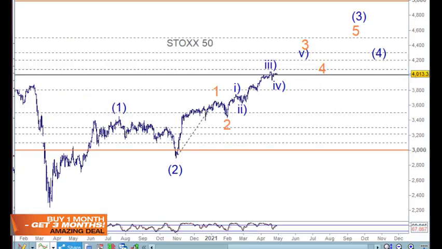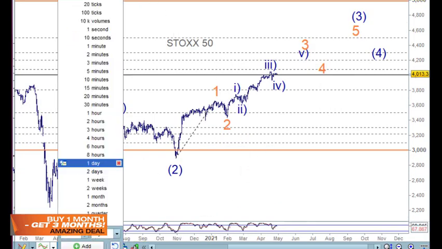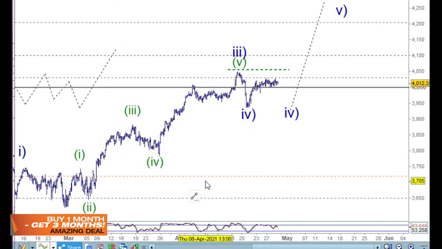Yeah. So going over to the STOXX 50 here, and I can't remember what charts I've done. I'll just check. So yeah, the 4-hour chart here. It's the same as the DAX, in that yes, we could put wave 4 here, but it counts better as 5 waves.